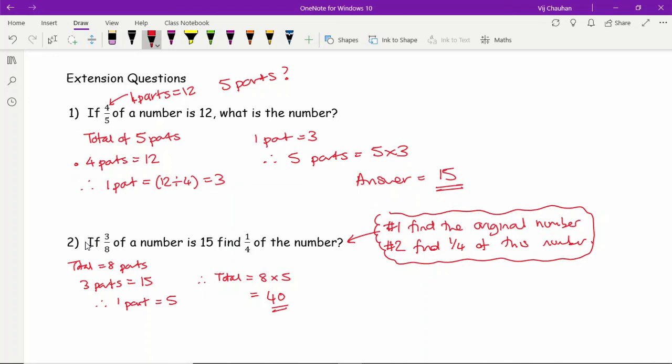Now the question is asking us to find a quarter of that number. So what we then need to do is work out a quarter of 40. So again, I'm going to do 40 divided by 4, which is 10, and then we do 10 times 1, which is 10, and there is your final answer.